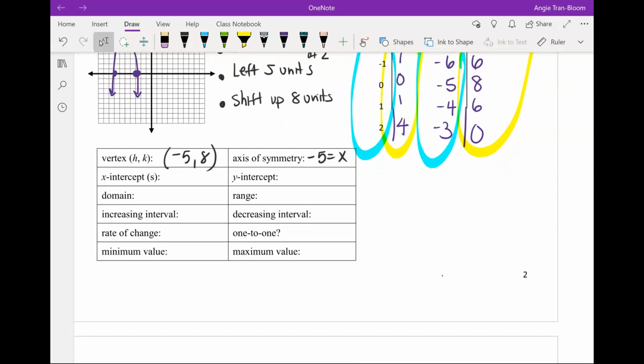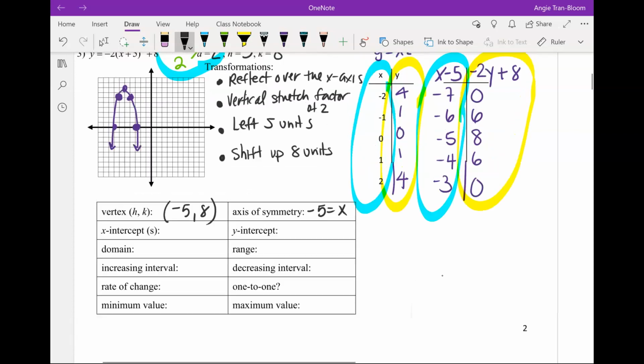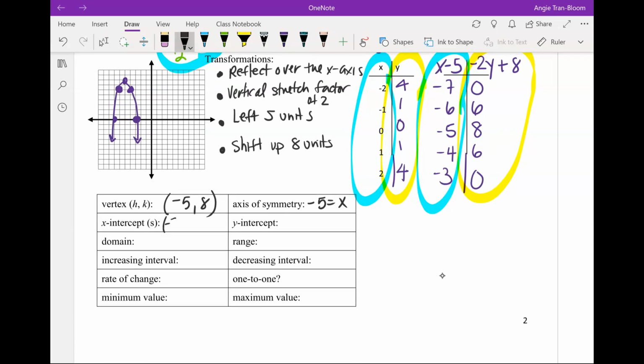X-intercepts. Do we have any? If so, what are those? Nathaniel? -7, comma 0. Is that all? Thank you, sir. Y-intercept. Brandon, do we have any? We can't see it though, right? So we have to find it manually. Would you agree? All right, class.